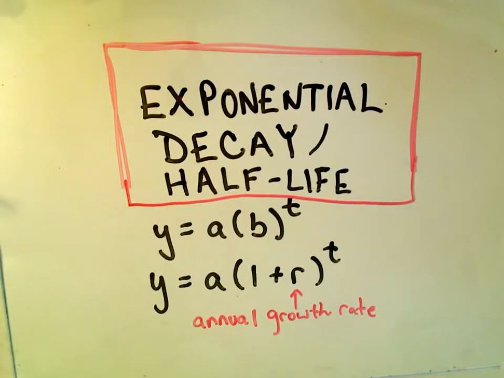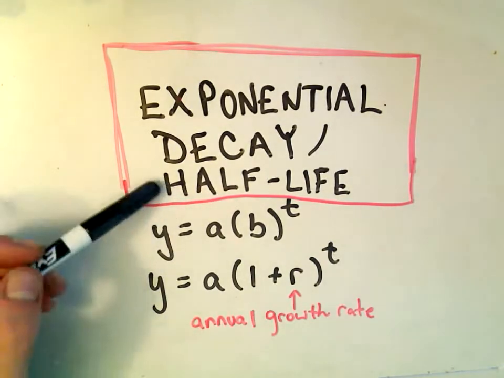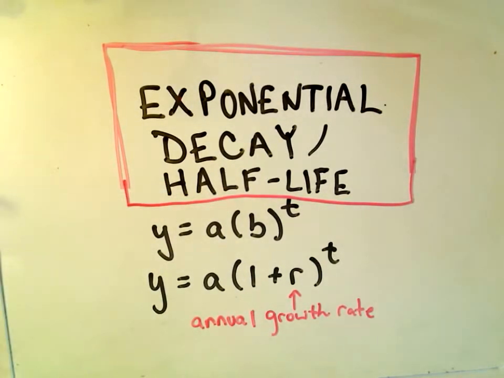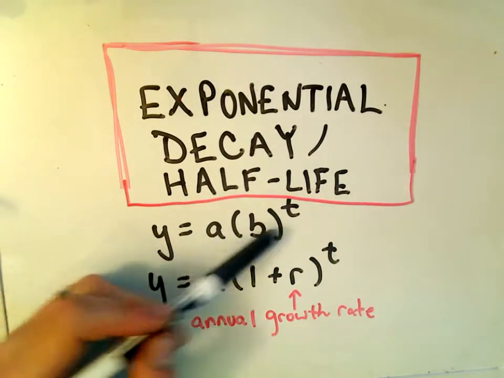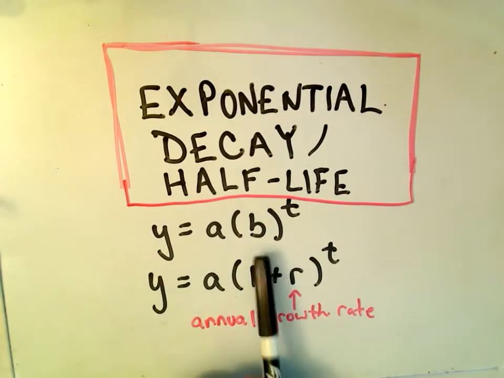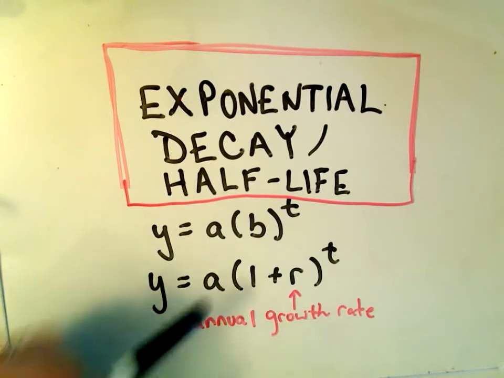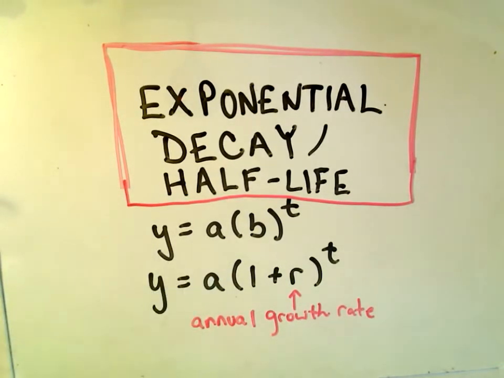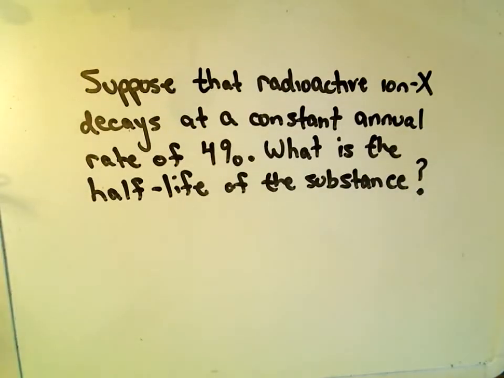Okay, in this video I'm going to do an exponential decay problem, and what I'm going to do is find the half-life of a substance. Remember the basic form of an exponential equation is a b to the t. We can equivalently write our base b as 1 plus r, where r represents the annual growth rate. Remember also that a represents the initial amount, and t will be my variable, we'll let it stand for time.